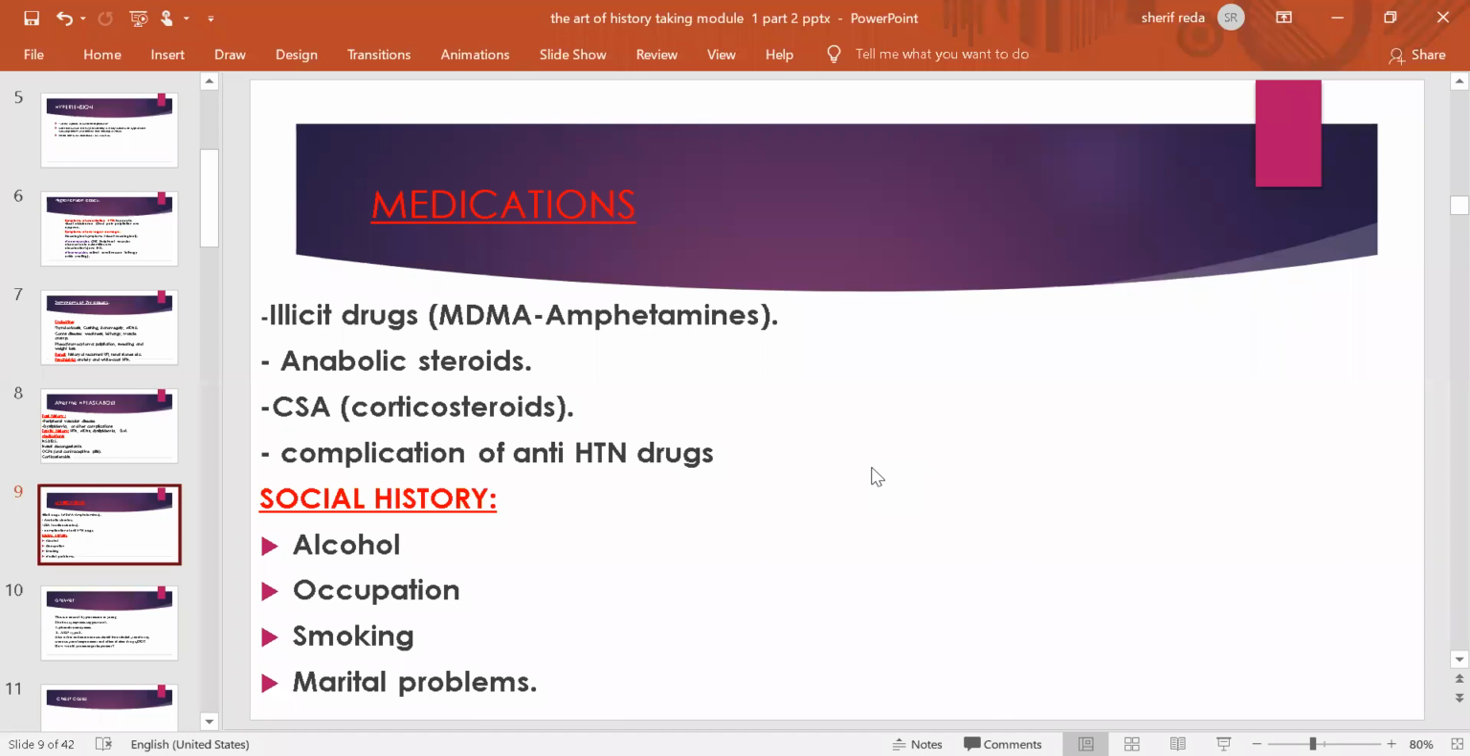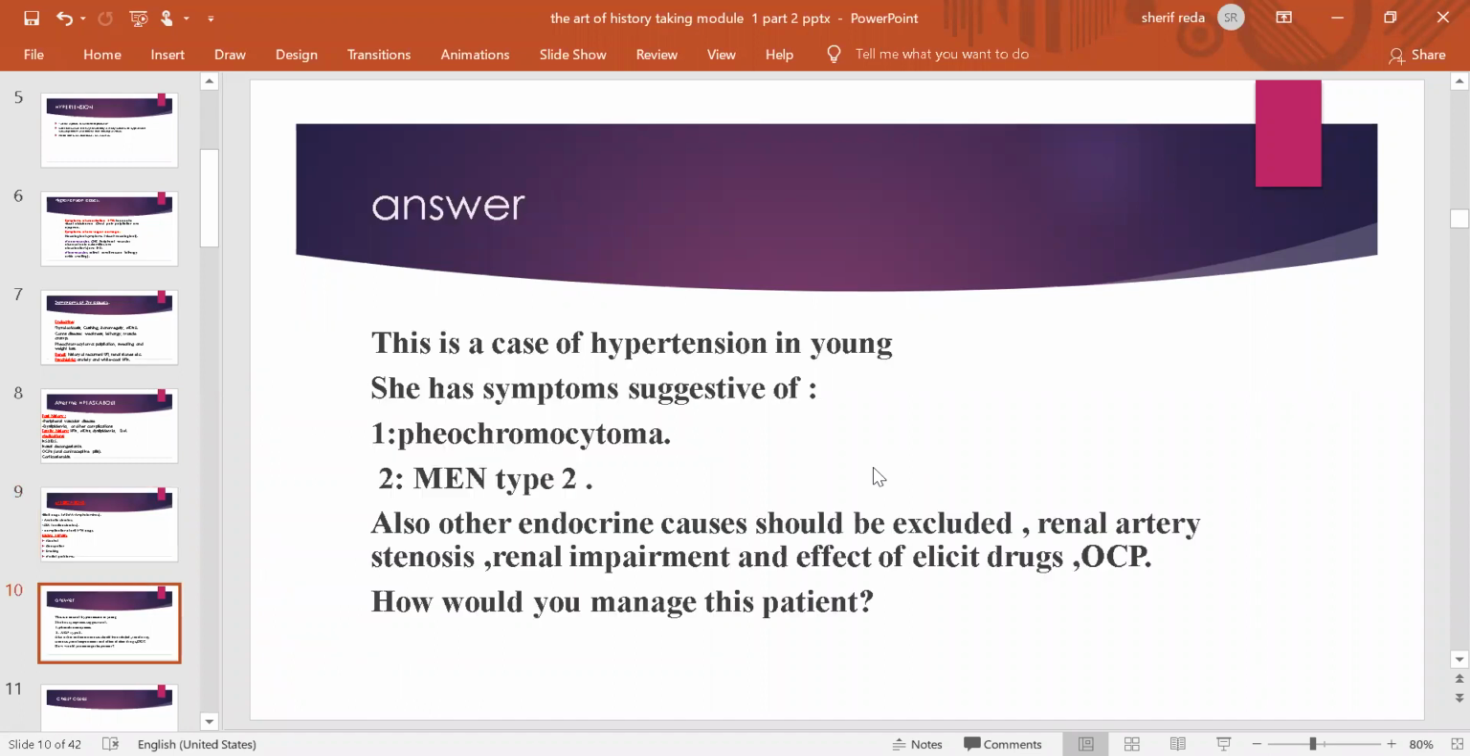In the social history also, this patient might be smoking and this is a risk factor. He is working in a very stressful occupation. He is an alcohol drinker or alcohol abuser, and he has some marital problems which cause his high blood pressure.